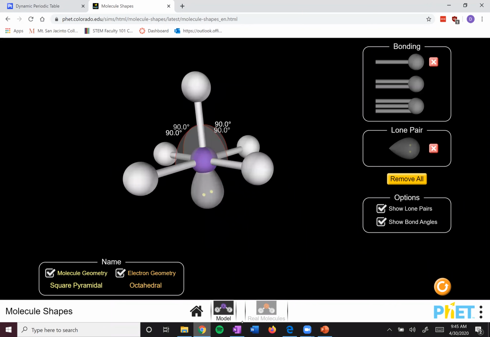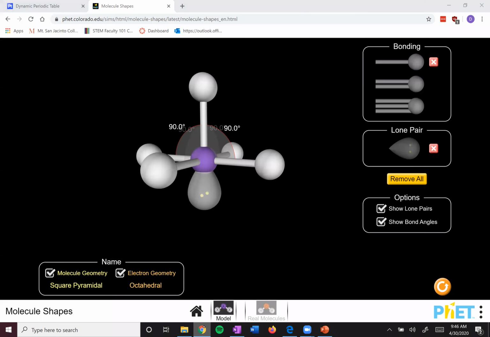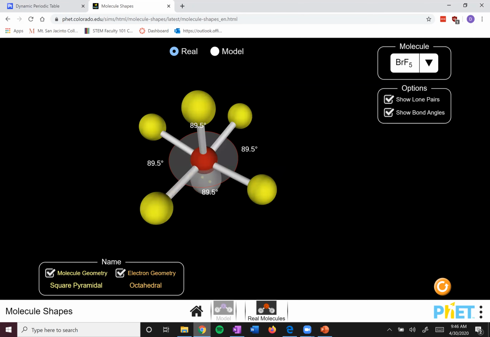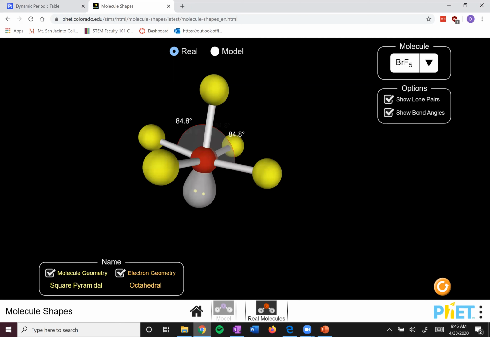And then in terms of the bond angle, the lone pair is going to push more than any of these other ones. And so all of these bond angles are going to be less than 90 degrees. Let's take a look at BrF5. The real atom, you can tell they're all less than 90 degrees.